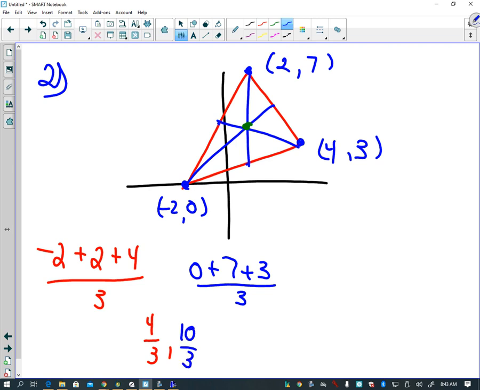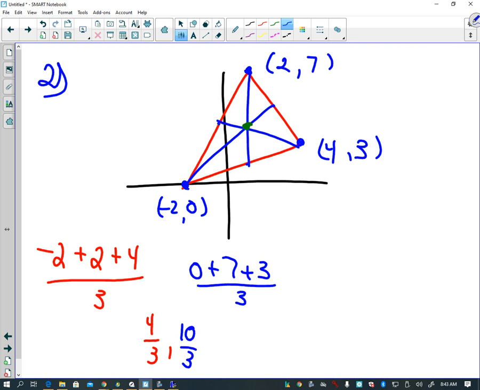And you could change those over to decimals. This would be 1 1/3, which doesn't that look about right? It's a little over 1, but maybe not quite 2. 10/3 is, what is that, 3 1/3? Doesn't that look like it would be about 3 1/3 up?